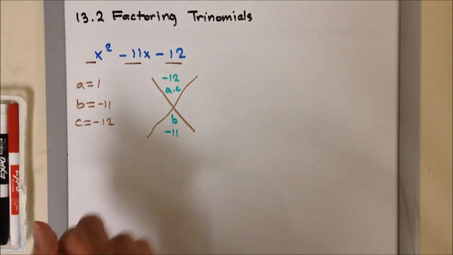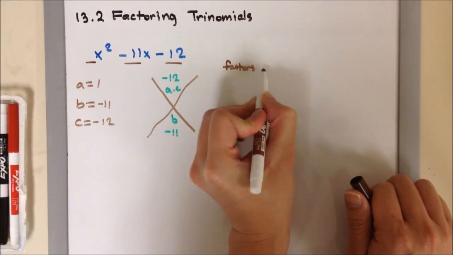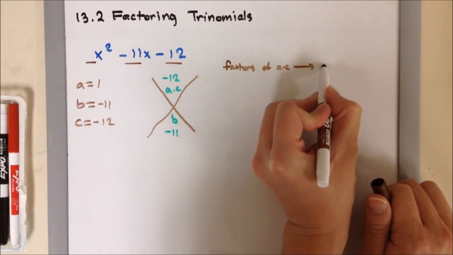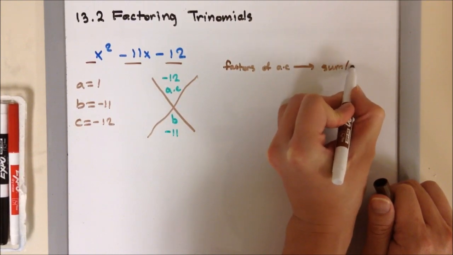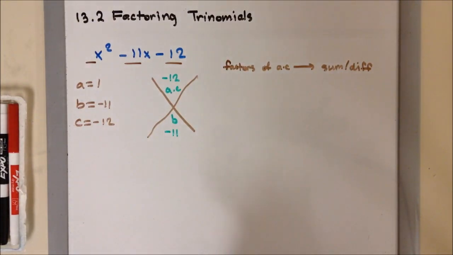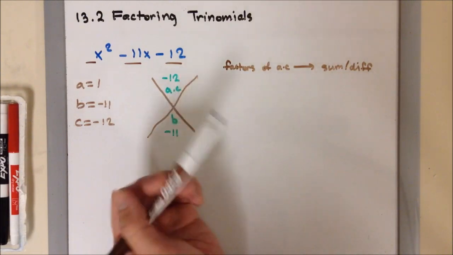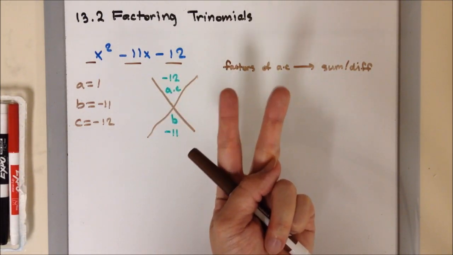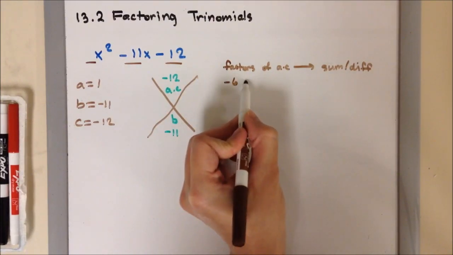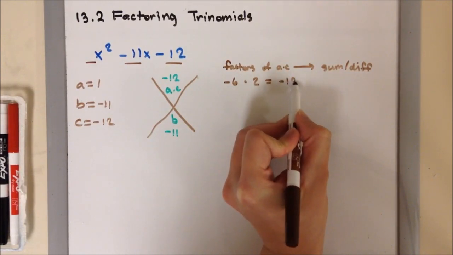So from there, we do the factors of A times C, and then sum and difference. Alright, for factors of negative 12, if it's a negative 12, that means that of the two factors, one is positive and one is negative. So you could try negative 6 times 2, or positive 2, that would be negative 12.